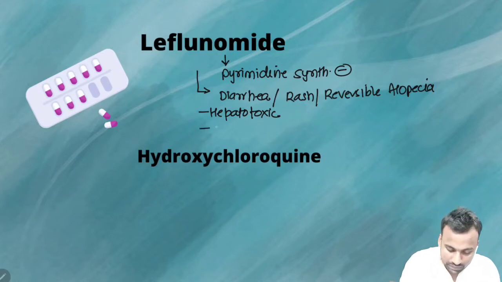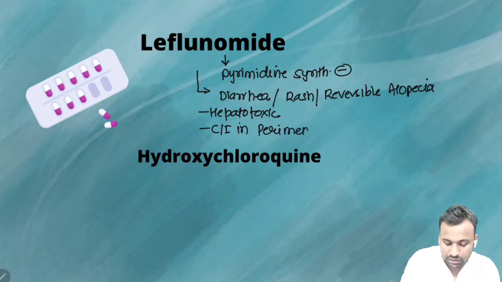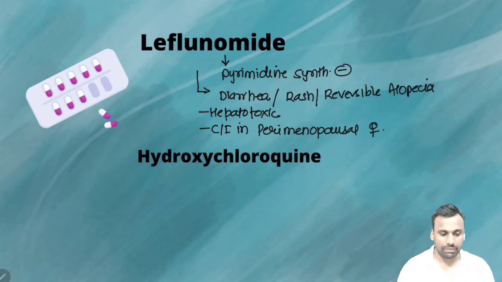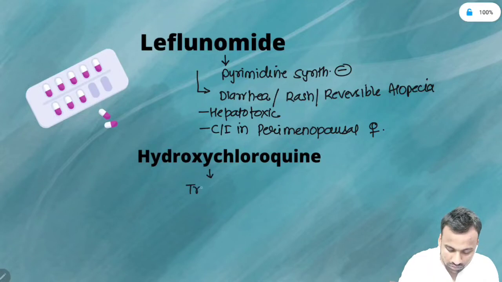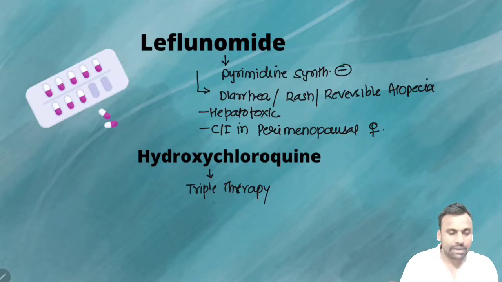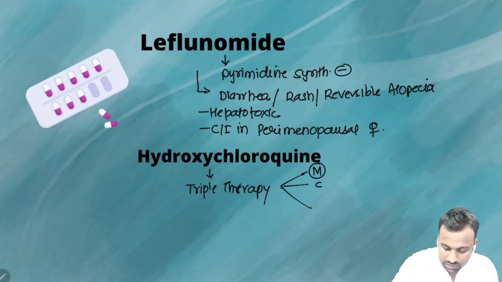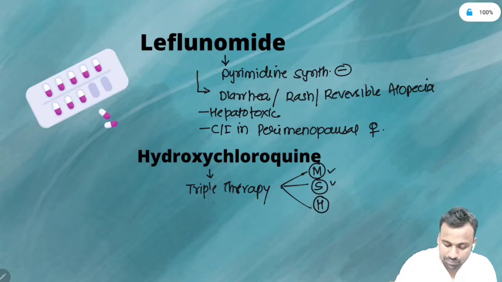It has a hepatotoxic effect, and it is contraindicated in perimenopausal women, females. At last, we can also study hydroxychloroquine, which is mainly used in triple therapy. In this triple therapy we mainly use methotrexate, sulfasalazine, and hydroxychloroquine. Okay, MSH. We can use this in the triple therapy.